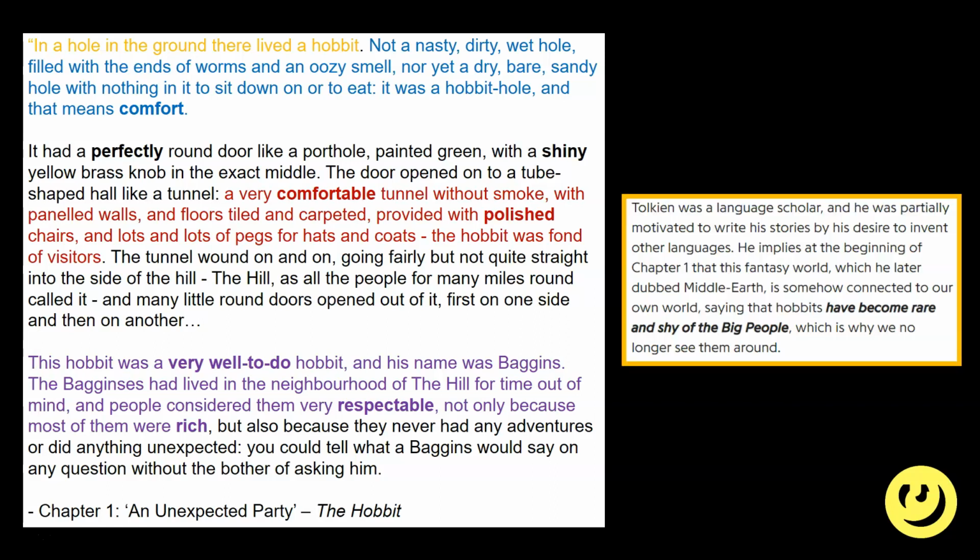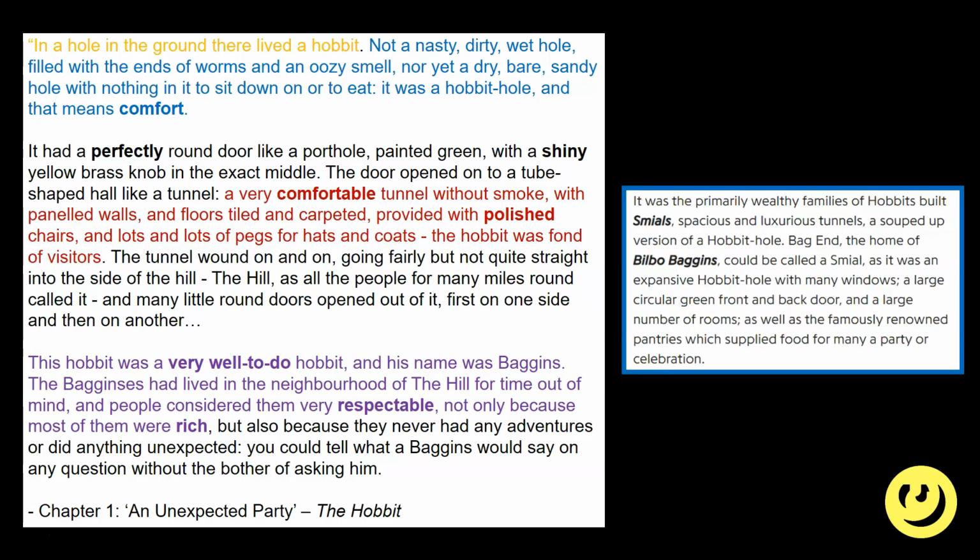Now, if we consider the opening of "In a hole in the ground there lived a hobbit," we can contextualize that Tolkien was a language scholar and he was partially motivated to write his stories by the desire to invent other languages. Here he implies at the beginning of chapter 1 that this fantasy world, which he later dubbed Middle-earth and expanded upon, is somehow connected to our own world, saying that the hobbits have become rare and shy of big people, or humans, which is why we no longer see them around.